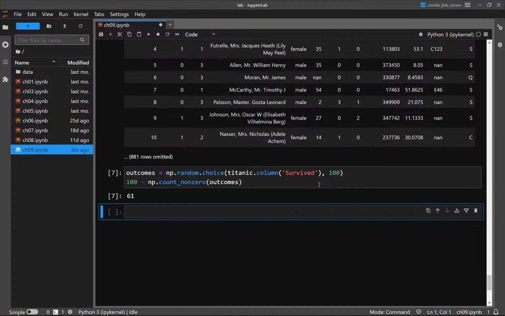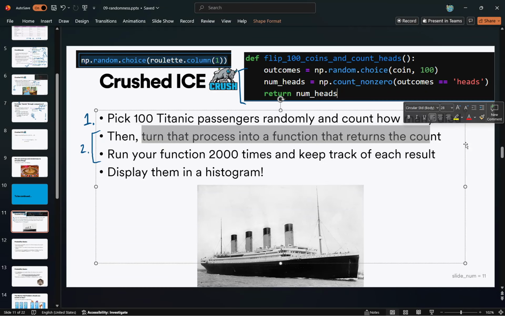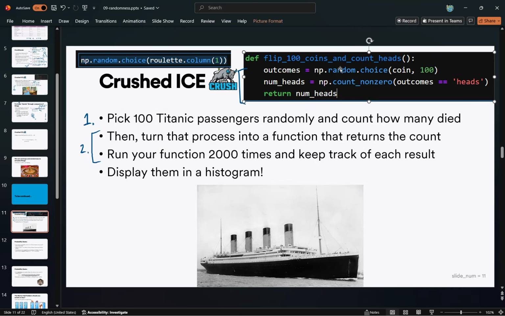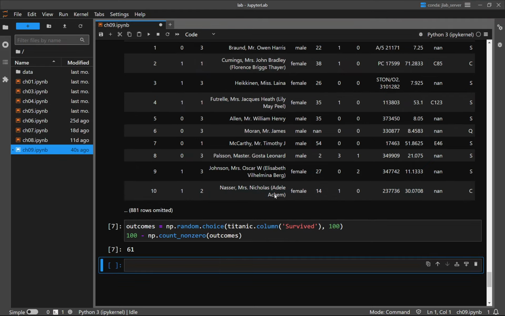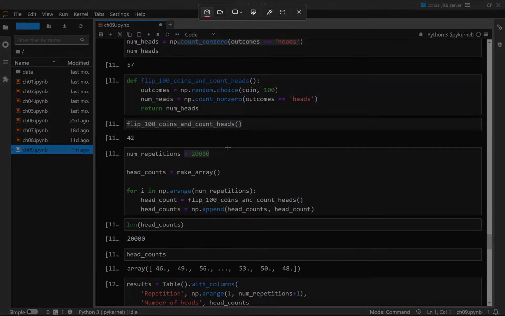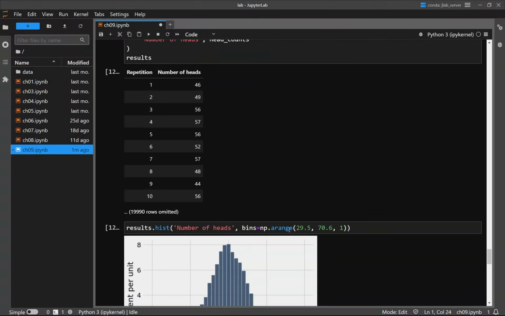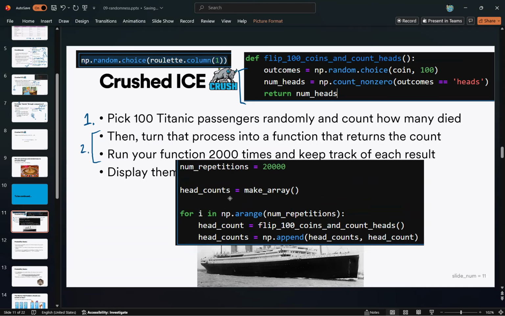Because now we can do some fun stuff. I would like us to next try to turn that into a function that gives back that count every time I call it. So something like this, like make a function called sample 100 passengers and count how many died, something like that. So do that, and then I'd like you to run it 2,000 times and see how many survivors you get. How many non-survivors you get. So that's going to end up looking a whole lot like this, where I did this with 20,000 repetitions. And I made an array. I want you to do something similar, but with 2,000 repetitions.